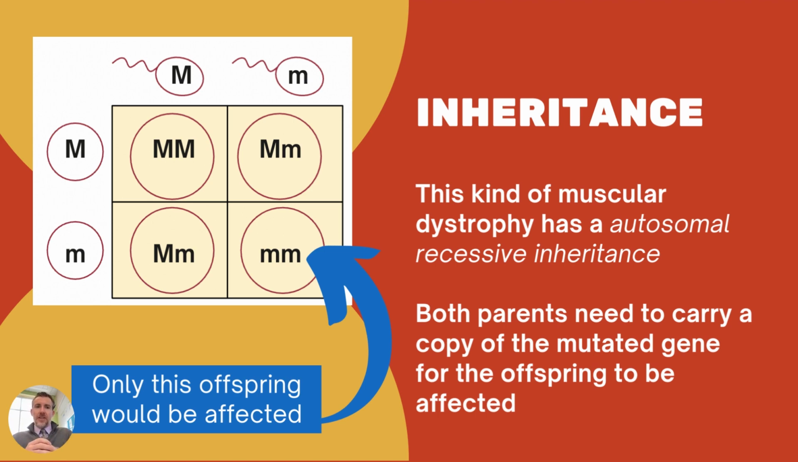So you can see the big M is the dominant, little m would be the recessive. So the only one that's affected is the one that gets the recessive gene, recessive allele from both parents.